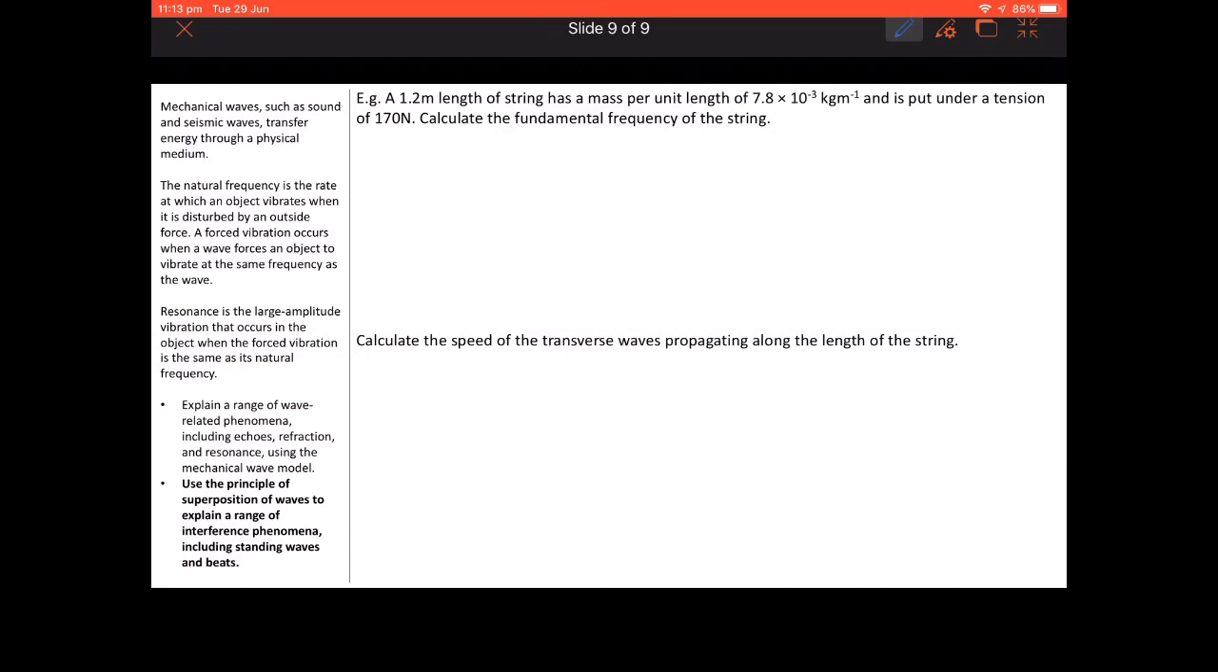Now we've got a 1.2 meter length of string, and it has a mass per unit length of 7.8 by 10 to the negative 3 kilograms per meter, and it's put under a tension of 170 newtons, and we need to calculate the fundamental frequency of the string. So our rule for fundamental frequency is equal to 1 on 2L multiplied by the square root of T divided by mu, which is the mass per unit length.